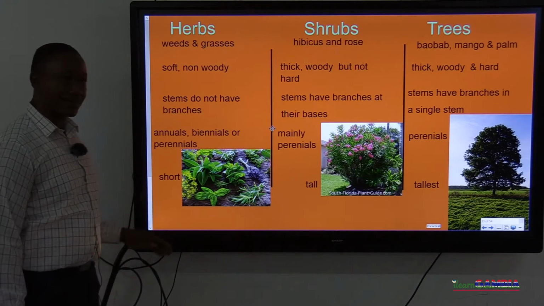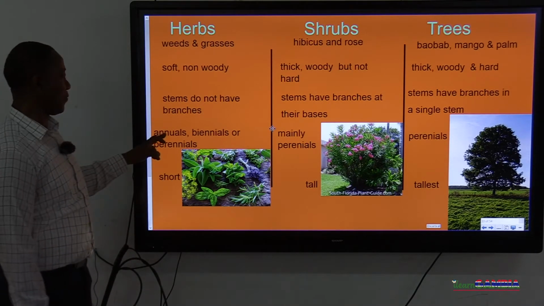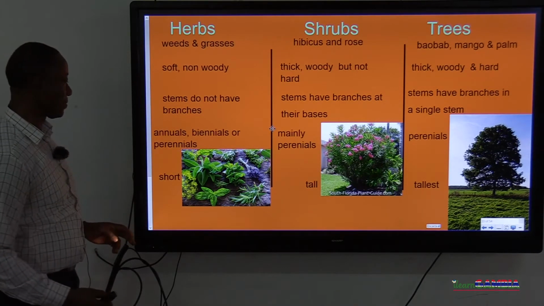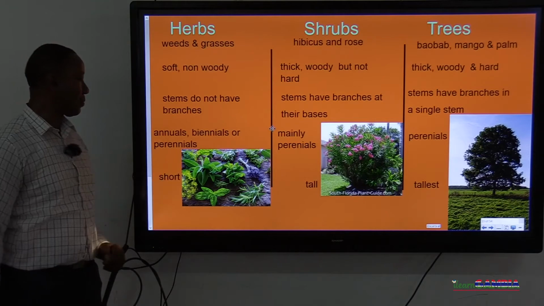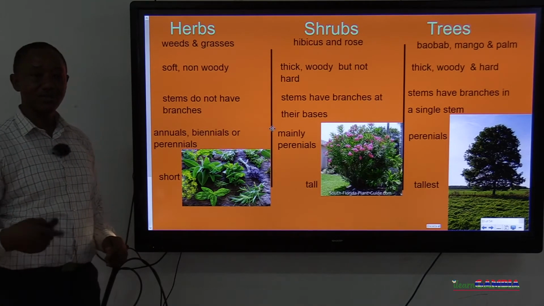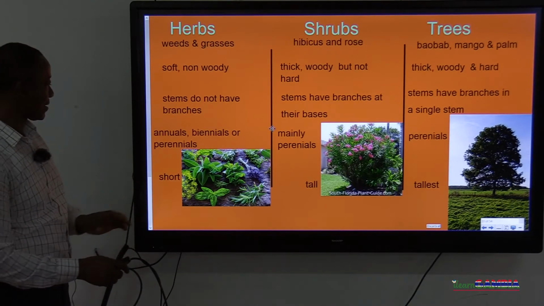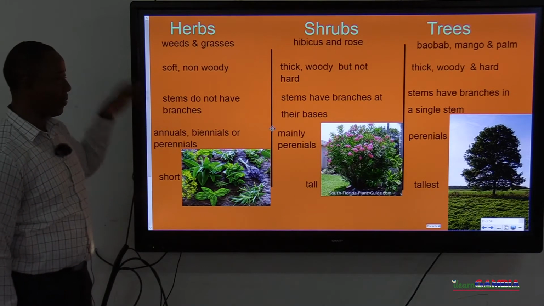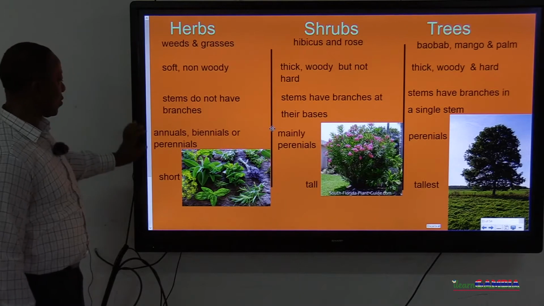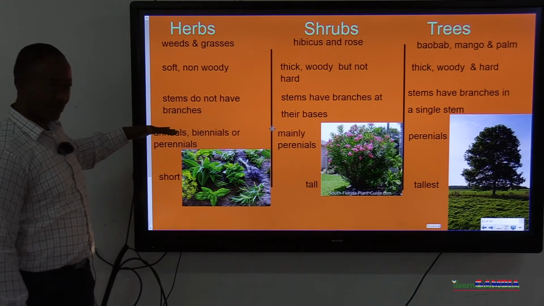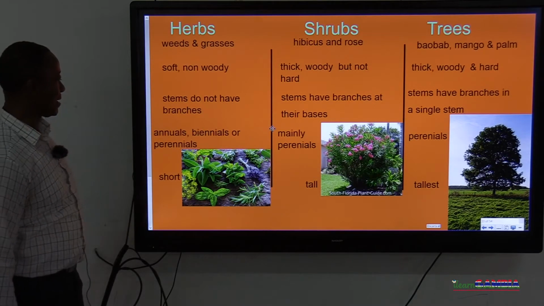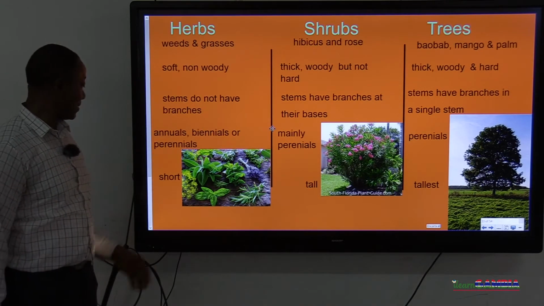The herbs are described as annuals. So within 1 year, they go through their life cycles and they're done. And there are also biennials, that is, they go through within 2 years, then their lifespan is finished. And perennials, that means for a longer time, more than 2 years. So you have those that last only for a year, others that last for 2 years, and others that are more than 2 years.